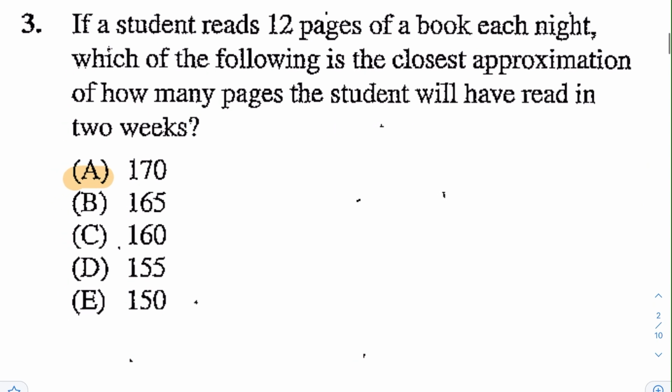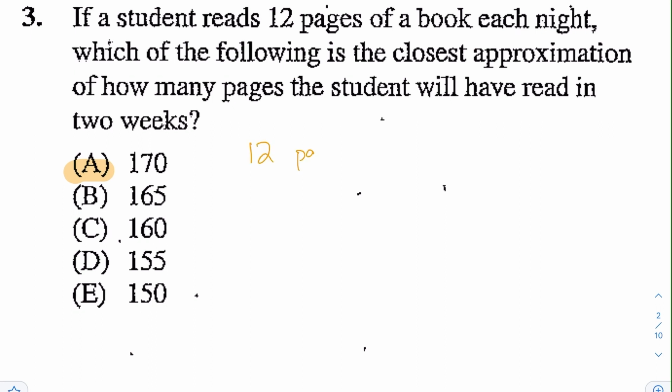All right, next, for number 3: if a student reads 12 pages of a book each night, which of the following is the closest approximation of how many pages the student will have read in 2 weeks? So this is also another rate question, and the rate here is 12 pages in 1 night. So you already have the unit rate. Now what you want to do is figure out how many days are in 2 weeks.